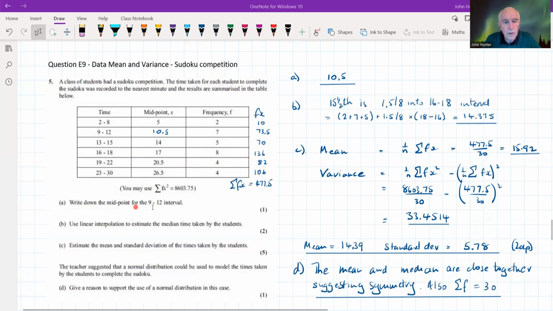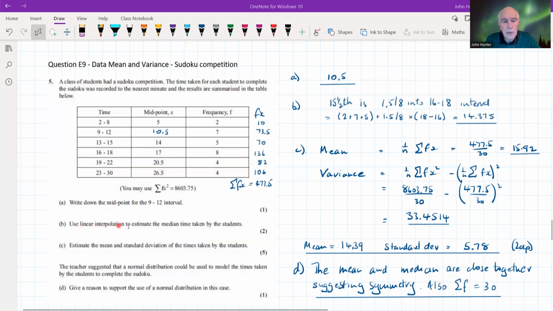Write down the midpoint for the 9 to 12 interval. Somehow it got missed out. Well, all it is, is the average of these two, isn't it? It's the point in the middle. It's the mean of these two, I should say. So that's 9 plus 12 is 21, divided by 2 is 10.5. It's exactly what we've done with all these others. So that's the answer to part A.